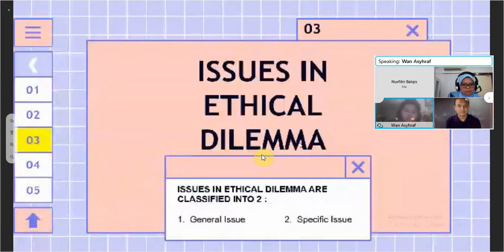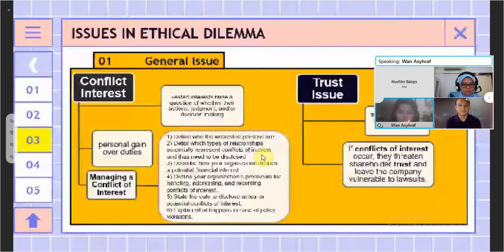Okay, issues in ethical dilemmas. We have 2 issues: general issues and specific issues. The general issue is about conflict of interest and trust issues. The trust issue is an effect of the conflict of interest. Both of them are interrelated with each other.